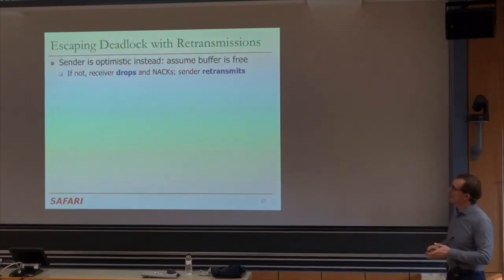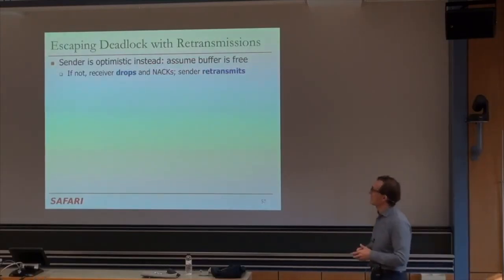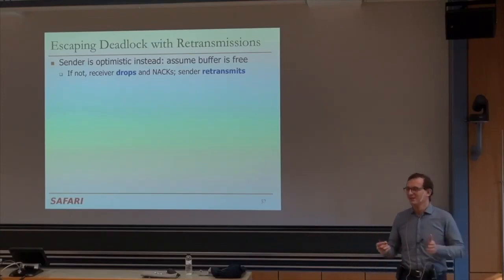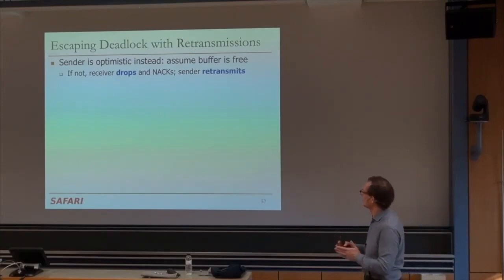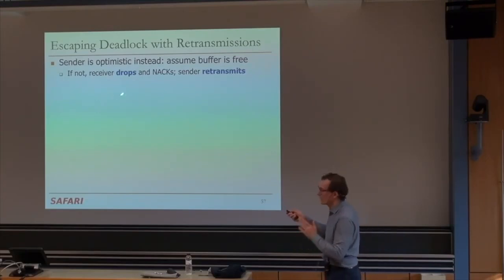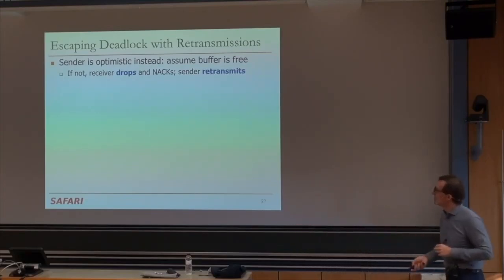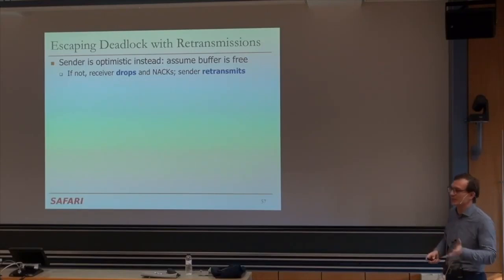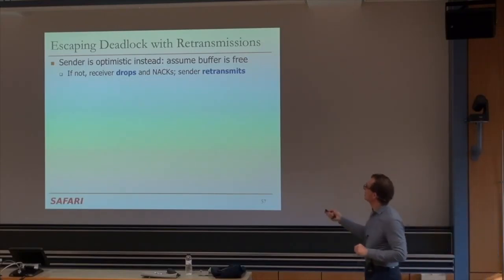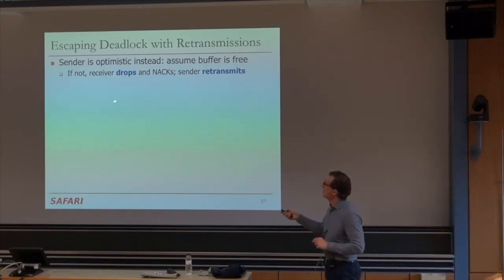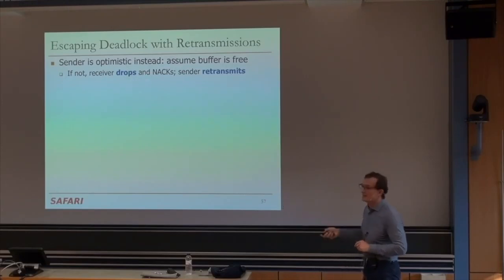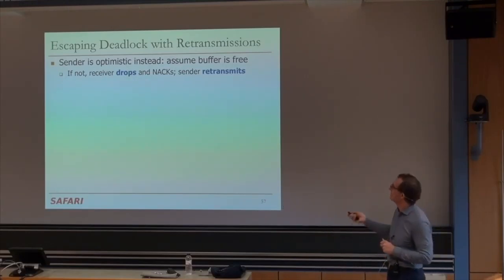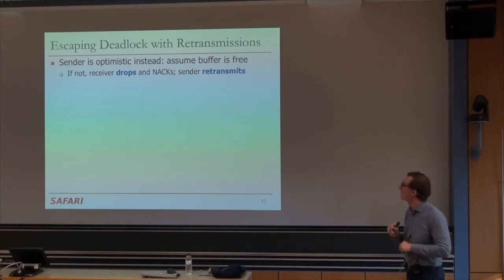Okay, so another way of escaping deadlock is by dropping. So we're going to have to resort to dropping, unfortunately. So you cannot just purely have deflection, but you need to have some sort of dropping on top of this. So sender is optimistic in this case. In the previous case, sender was pessimistic. Now we want to have an optimistic sender. It assumes the buffer is free. If it doesn't, the receiver drops and NACKs, or negative acknowledgement. It sends a negative acknowledgement to the sender, and then sender at some point retransmits.